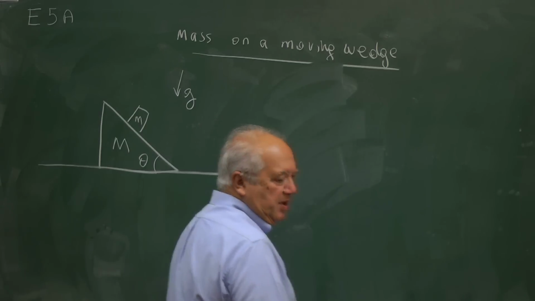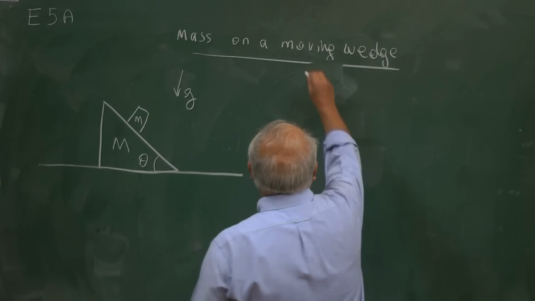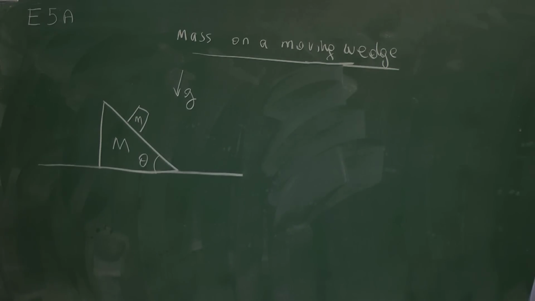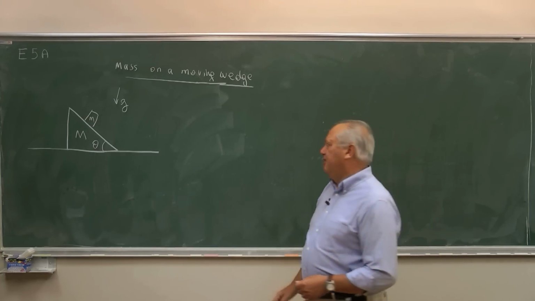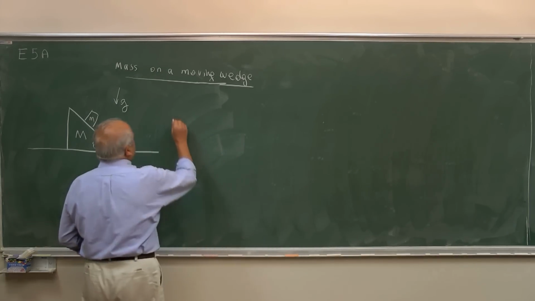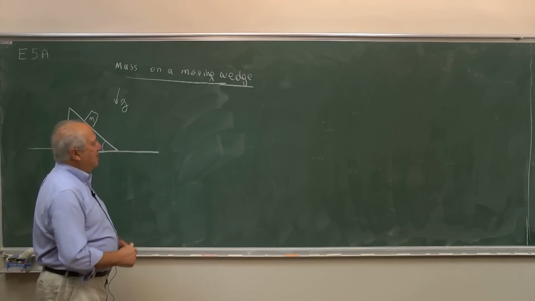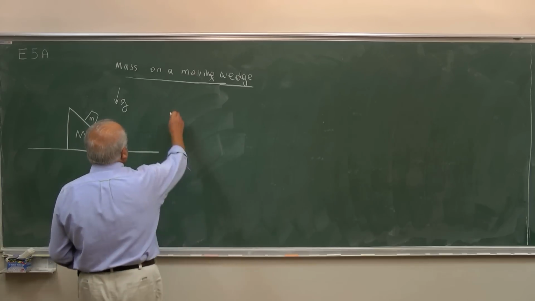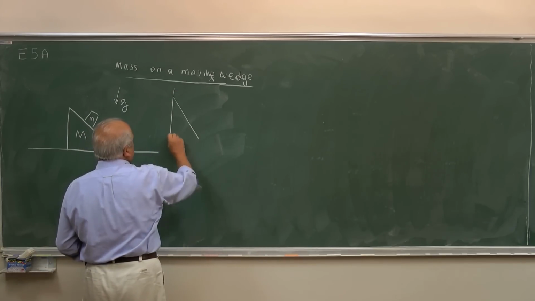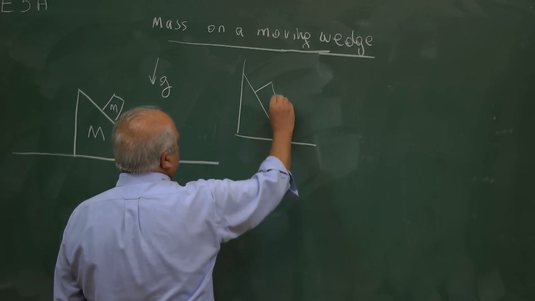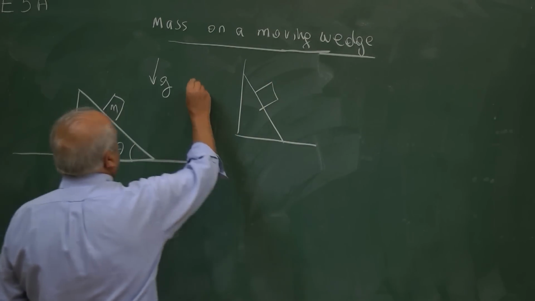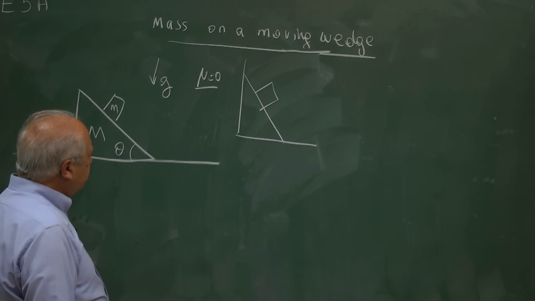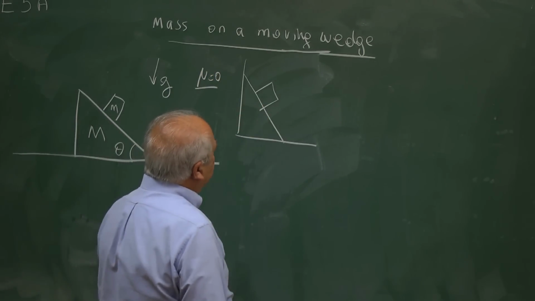And this is a problem where I will increase the sophistication as we go along. So as a warm-up, let's make a warm-up. Athletes and basketball players make a warm-up before the game starts. Let's study the case where, instead of a wedge, we have a fixed inclined plane. And to begin with, we keep things simple. There is no friction. So how does this thing move?